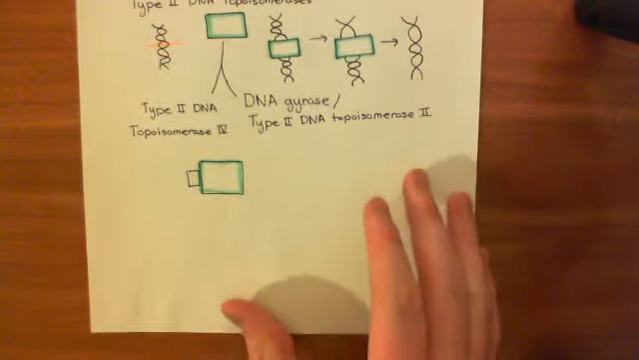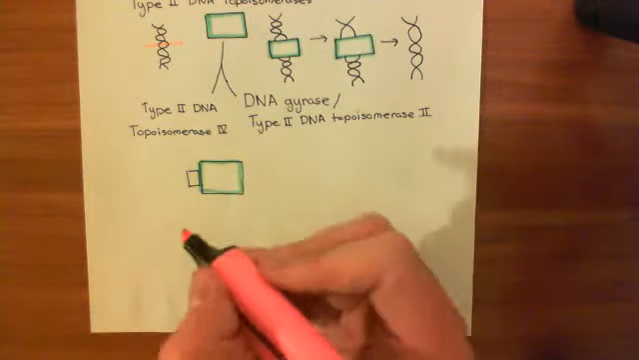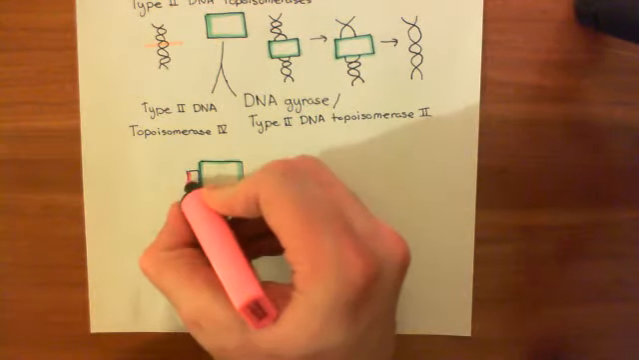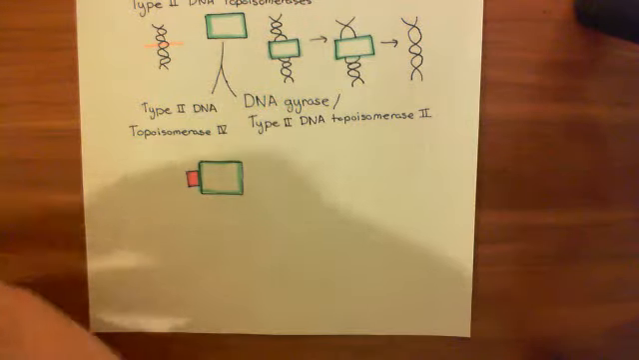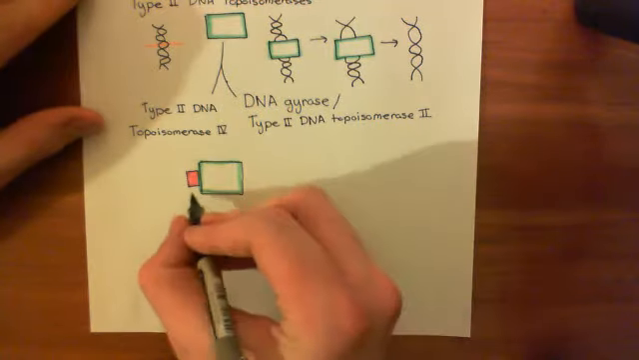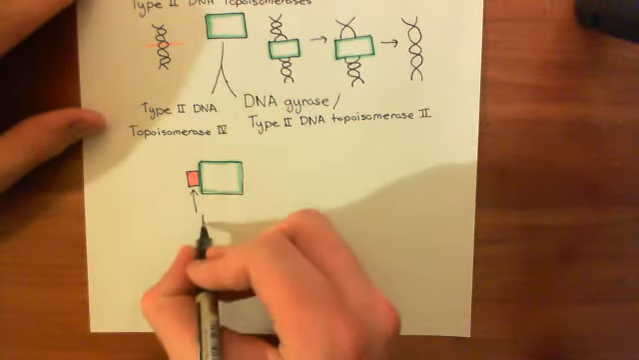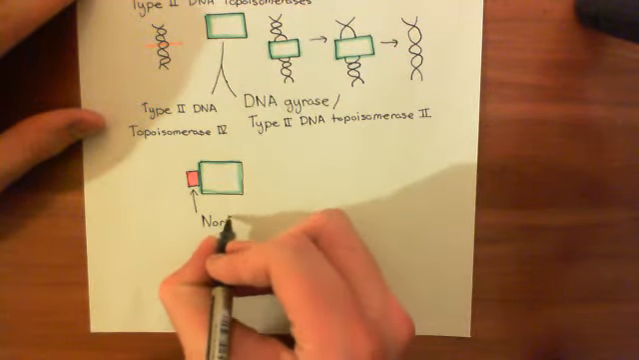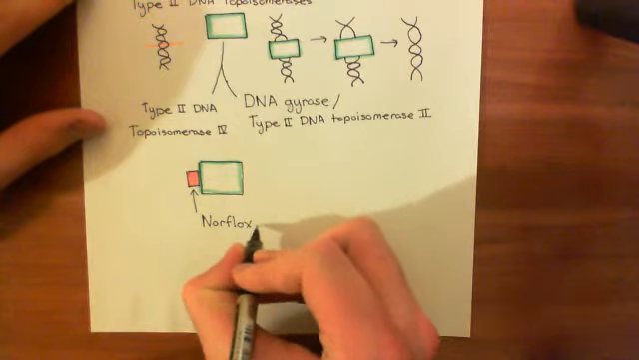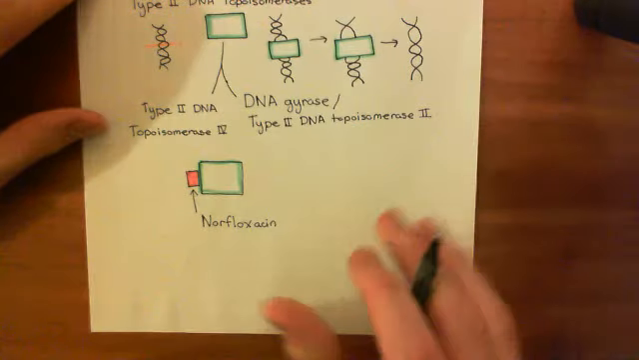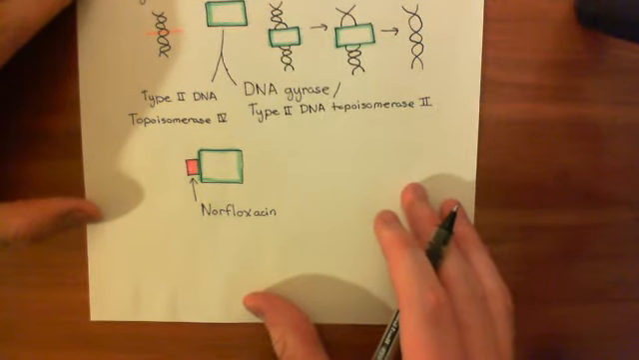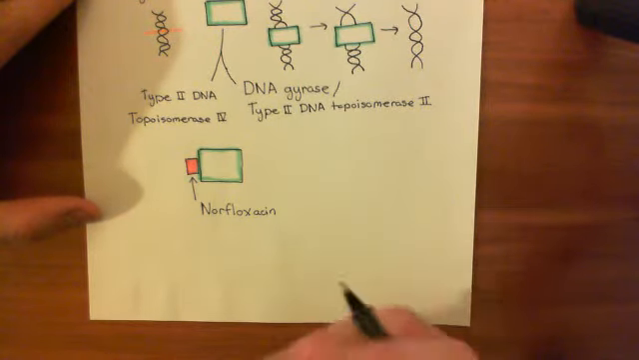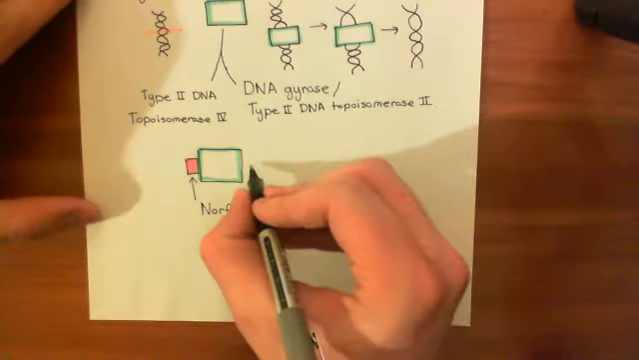Okay, so this thing that I've drawn on the side is the norfloxacin molecule, or it could be a more general fluoroquinolone. So this is norfloxacin here, and I can have another chance at spelling norfloxacin now. So here's norfloxacin. Right, okay, so norfloxacin binds to the DNA gyrase enzyme, or the type 2 DNA topoisomerase 4, and basically it doesn't stop the enzyme from cutting the DNA.